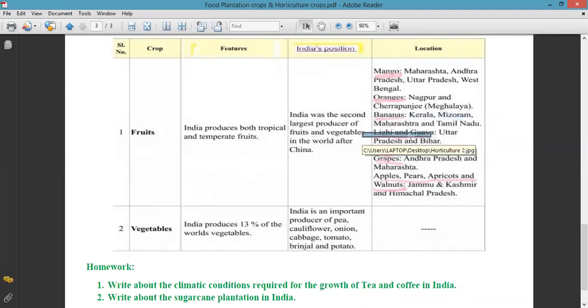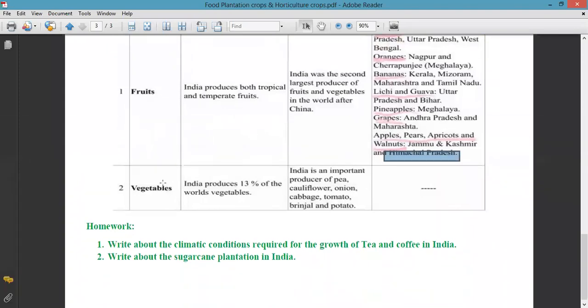These fruits are mainly grown by UP and Bihar people. Pineapple by Meghalaya people. Grapes by Andhra Pradesh and Maharashtra people. Apple, pears, apricots, walnuts. These 4 fruits are mainly grown by Jammu Kashmir and Himachal Pradesh people, because these fruits require very cold climate. Okay. Next about vegetables.